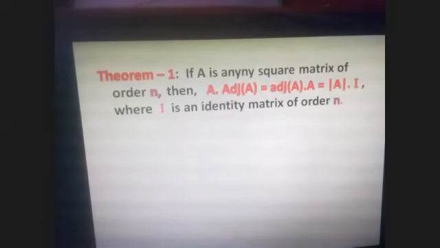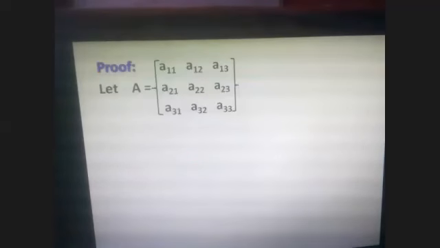Now we are going to make that as a theorem. If A is any square matrix of order n, be careful about that, then A into adjoint of A is equal to adjoint of A into A, that is determinant A into I, where I is an identity matrix of order n. Let us see how we make a proof. Proof is not a serious one here, but it is very simple if it is given as a question.